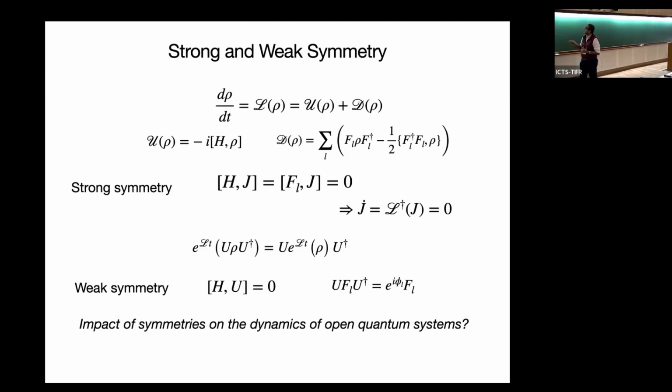So there are two classifications. If there is an operator which commutes with the Hamiltonian and all the jump operators, we call that a strong symmetry, and that operator is conserved identically. And then there's the notion of some kind of unitary transformation which commutes with the Hamiltonian, but doesn't commute with the individual jump operators. And the case that we'll be interested in is where it develops a phase, and this phase will be plus or minus in the case that I will study later on in the talk.